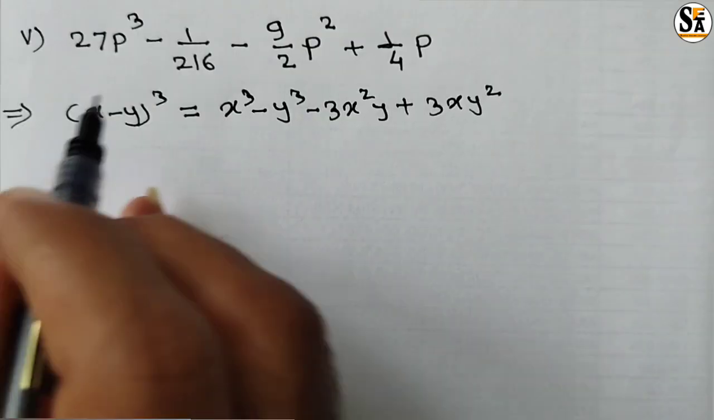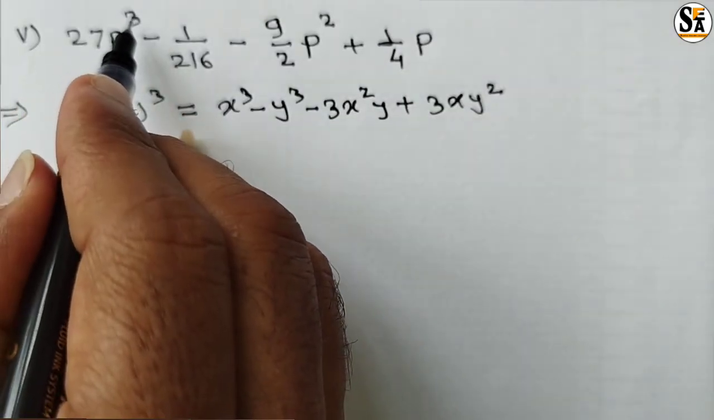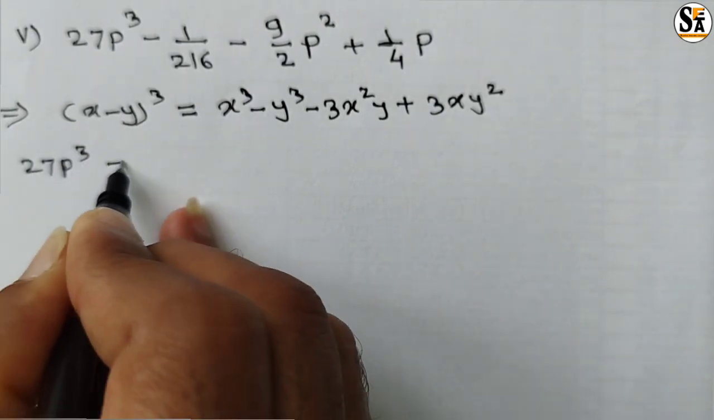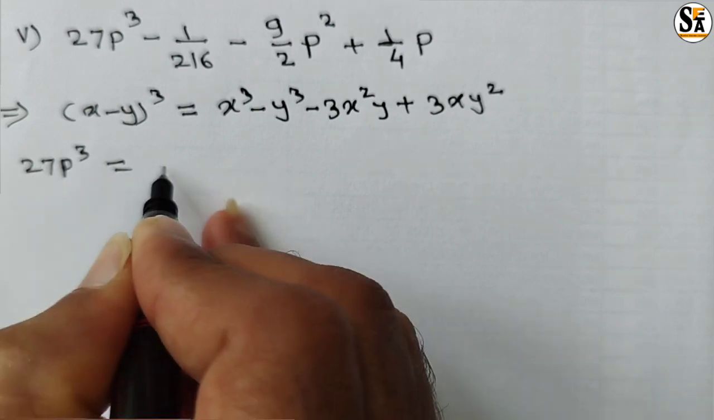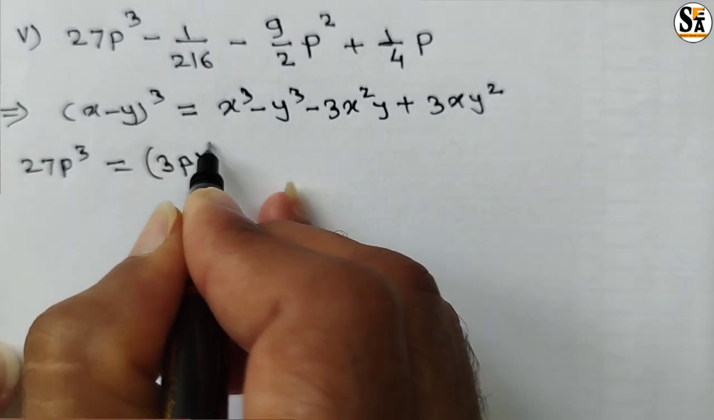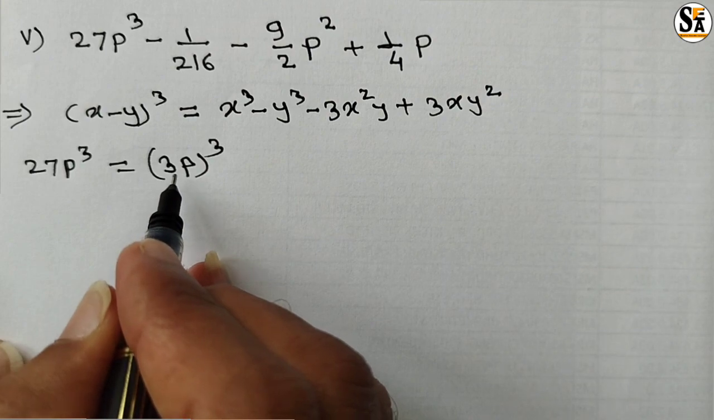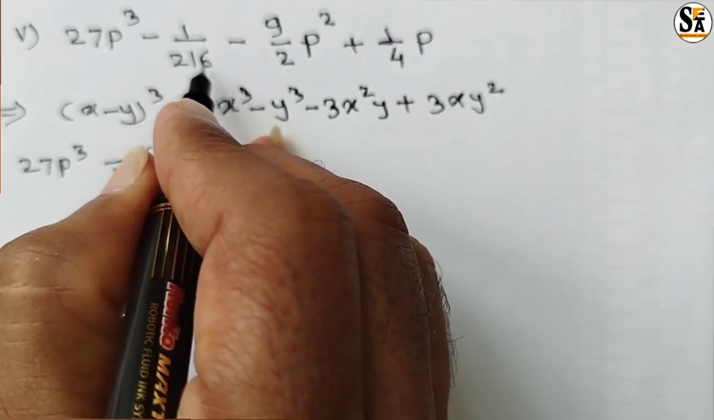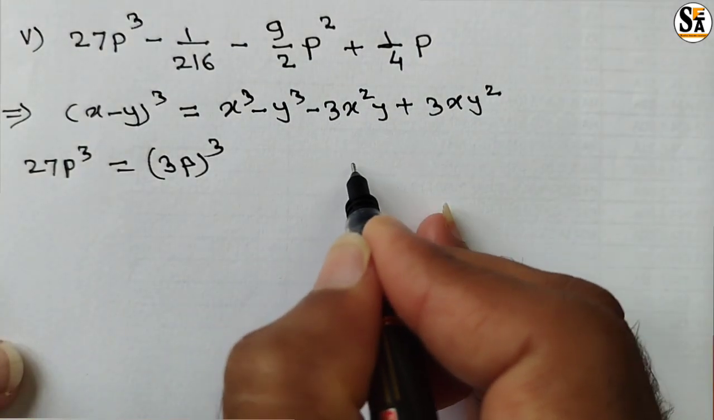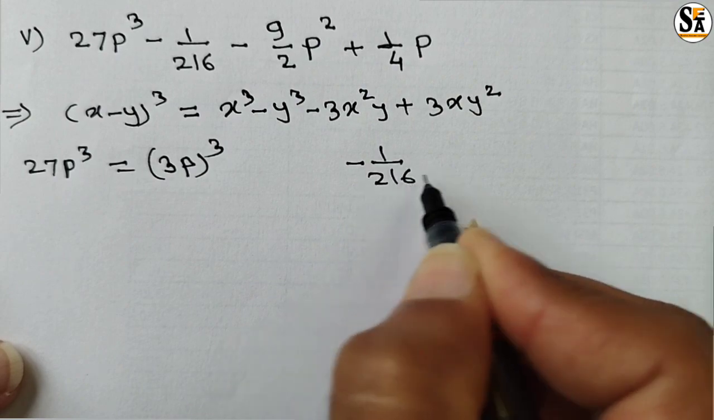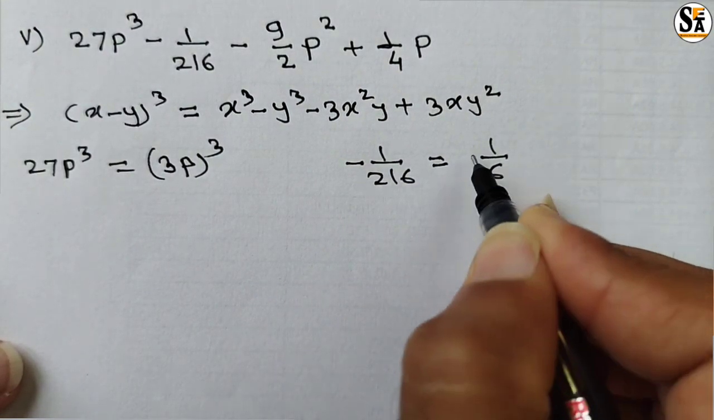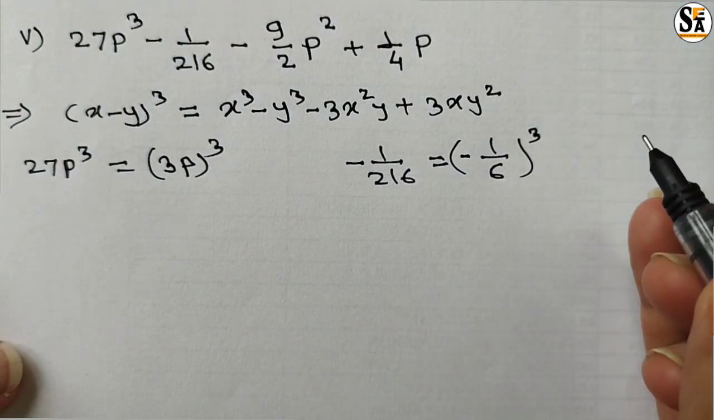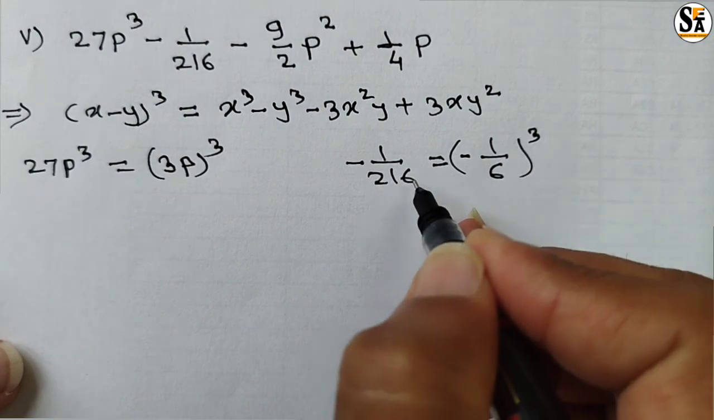How? Let's see. Here 27p cube we can write as a cube: cube of 3 is 27, so (3 into p) cube. So this term we can write like this, (3p) cube. Now minus 1 upon 216. 216 is also a perfect cube of 6. So minus 1 upon 216 we can write as minus (1 upon 6) cube, isn't it? Cube of 6 is 216.